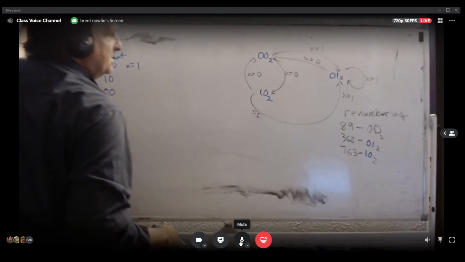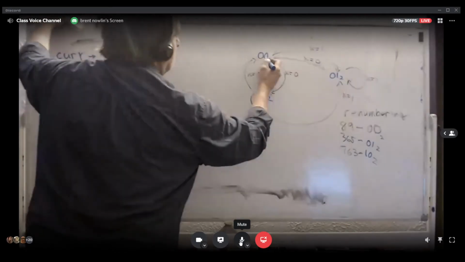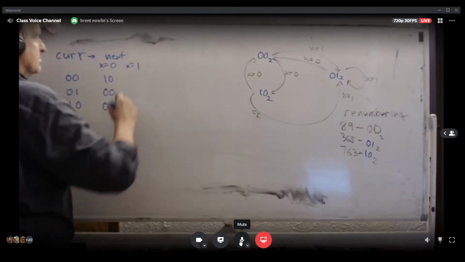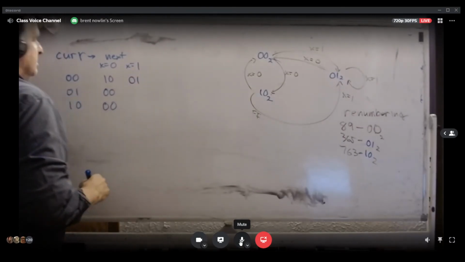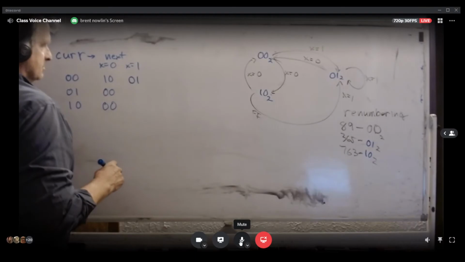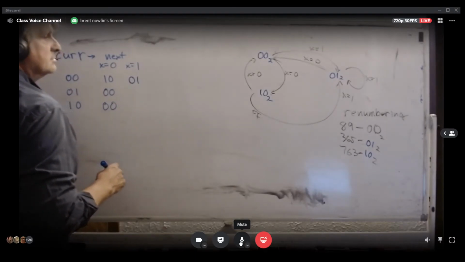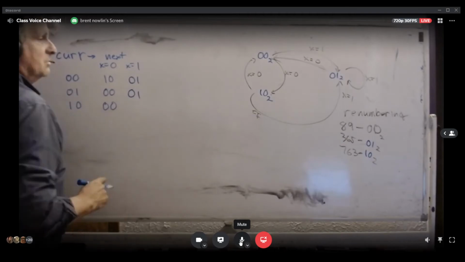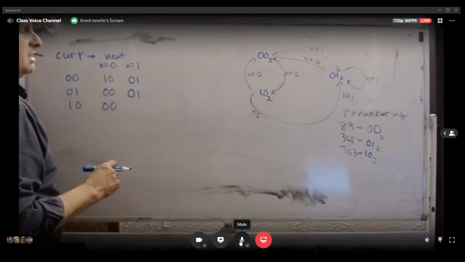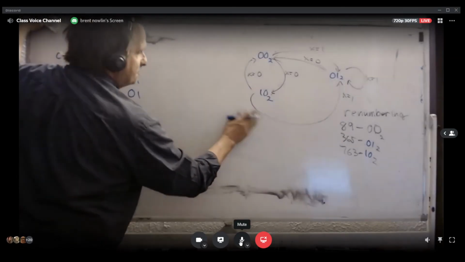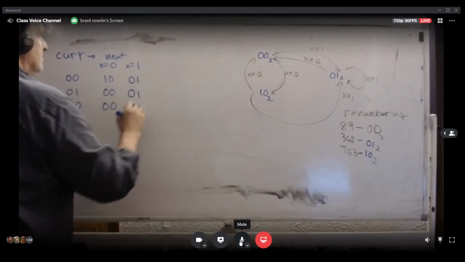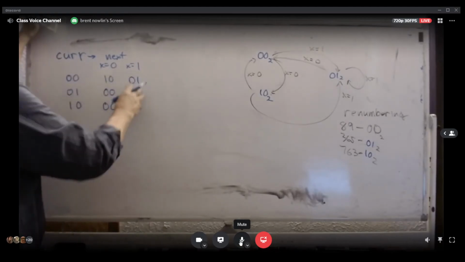Now let's take a look at the x equals 1 input. If we're in state 0 and x equals 1, what happens? Exactly. If we're in state 1 and x equals 1, what happens? We stay in state 1, right? And then if x equals 1 and we're in state 1, 0, what happens? We go to 0, 1. Okay? These are the transitions, guys.